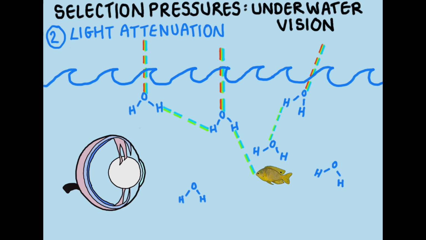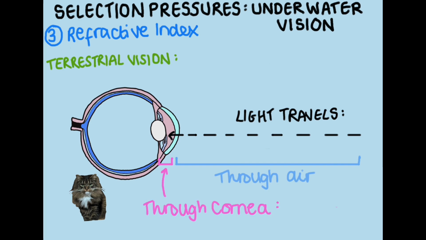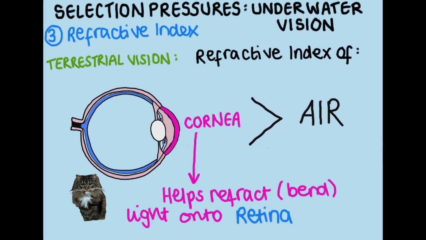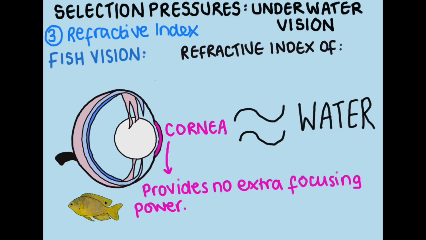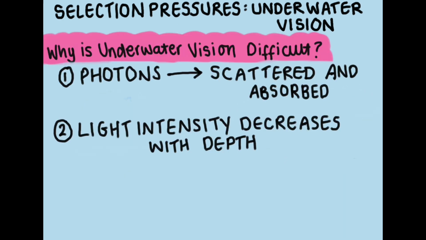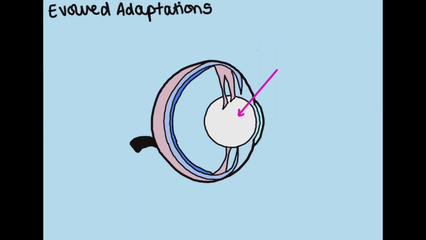Light attenuation by the water molecules absorbing the blue and green wavelengths means that the spectra is limited. The refractive index of the cornea in terrestrial vision does not limit the focusing power. However, the refractive index of the fish cornea is too similar to water and provides no extra focusing power to the lens. In summary, fish vision is so difficult as photons are scattered and absorbed, the intensity decreases with depth, as does the limitations on the spectra.